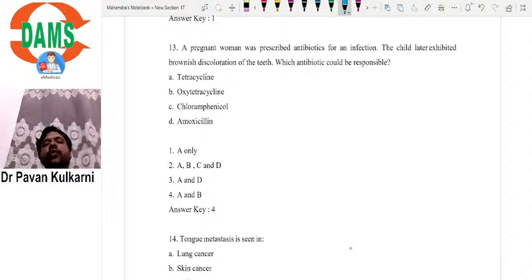Such teeth, if you use a Wood's lamp, which is a source of UV light, will fluoresce. That is called tetracycline staining. So what could the correct answer be? It could be because of tetracycline, it could be because of oxytetracycline. So the answer here is basically option 4, that this is because of tetracycline or oxytetracyclines.